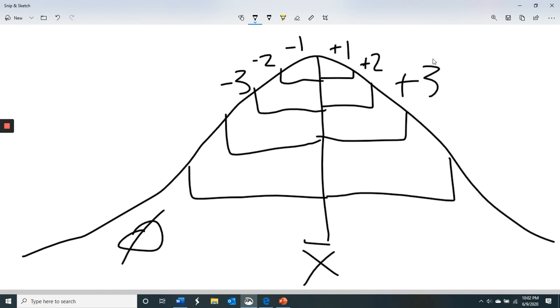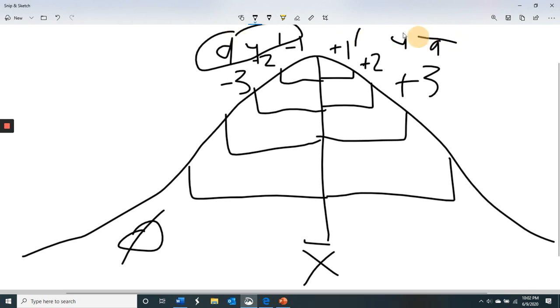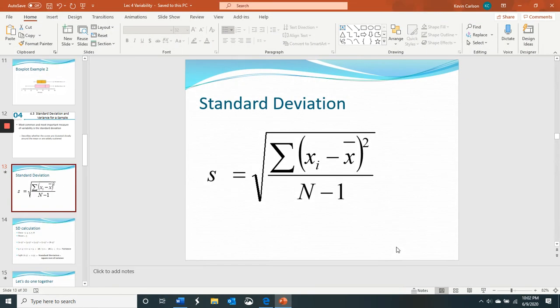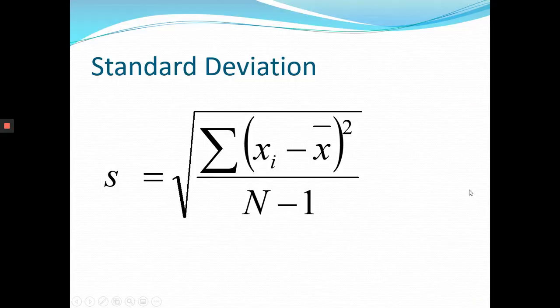So if we square these things, this is a 9, this is a 4, this is a 1, this is a 1, this is a 1, this is a 4, this is a 9. So now we can add them together. If we add those together, there's actually a number there that's not 0. So that's why we're squaring it, because if we didn't square it, the things that are above are equal to the things below the mean, and we would end up with 0, and we don't want that. We need a number. So that's the top part of the formula.